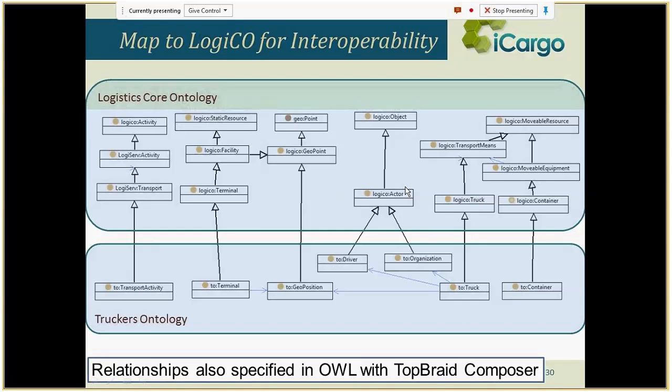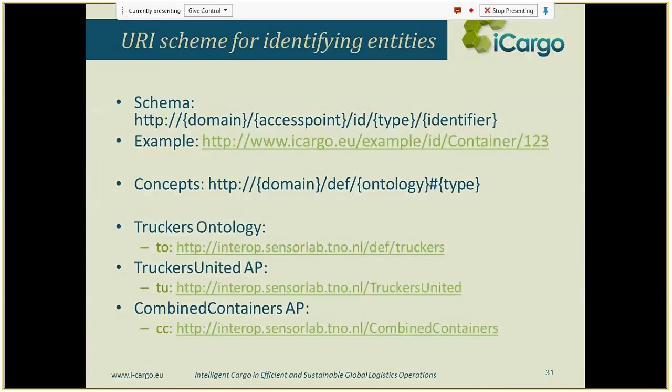So, for example, the concept of actor is quite a general concept. In LogiCO it is specialized in two different ways in the truckers ontology, namely to a driver. A driver is a kind of actor, but also an organization is a kind of actor. Other concepts like truck, they appear directly in LogiCO, so we might as well have used directly the LogiCO concept. So this is necessary for enabling interoperability with other access points in the ecosystem.